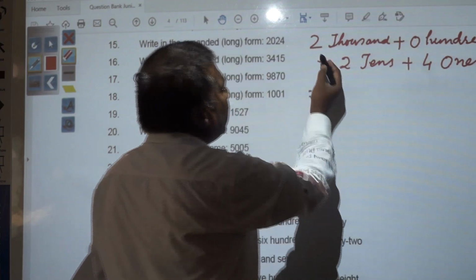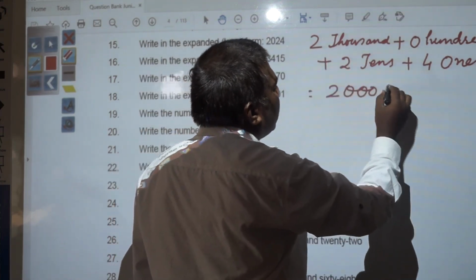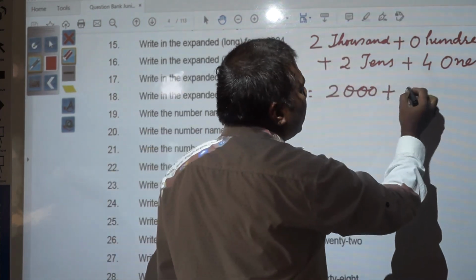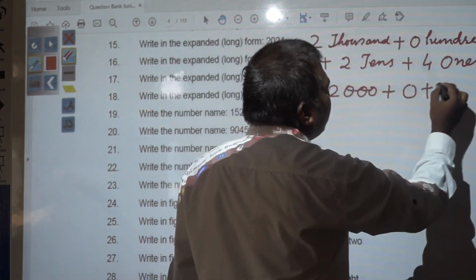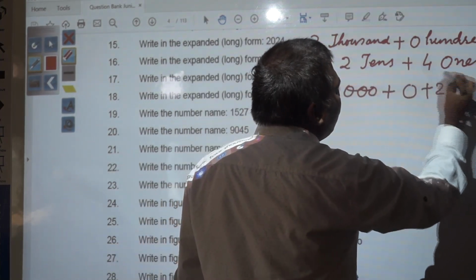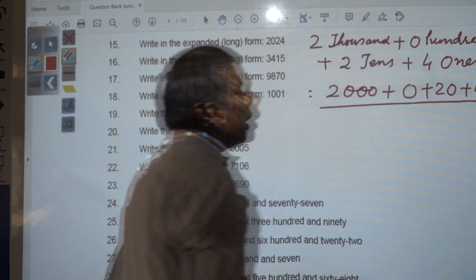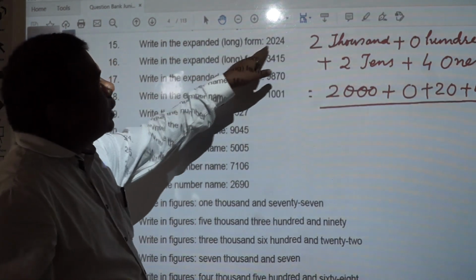Then you write 2000 means 2000. Then 000 you have, simply you write 0. 2 tens you have means 20 and 4 ones means 4. So in this way you need to write down. First you should know in which place which digit is there.